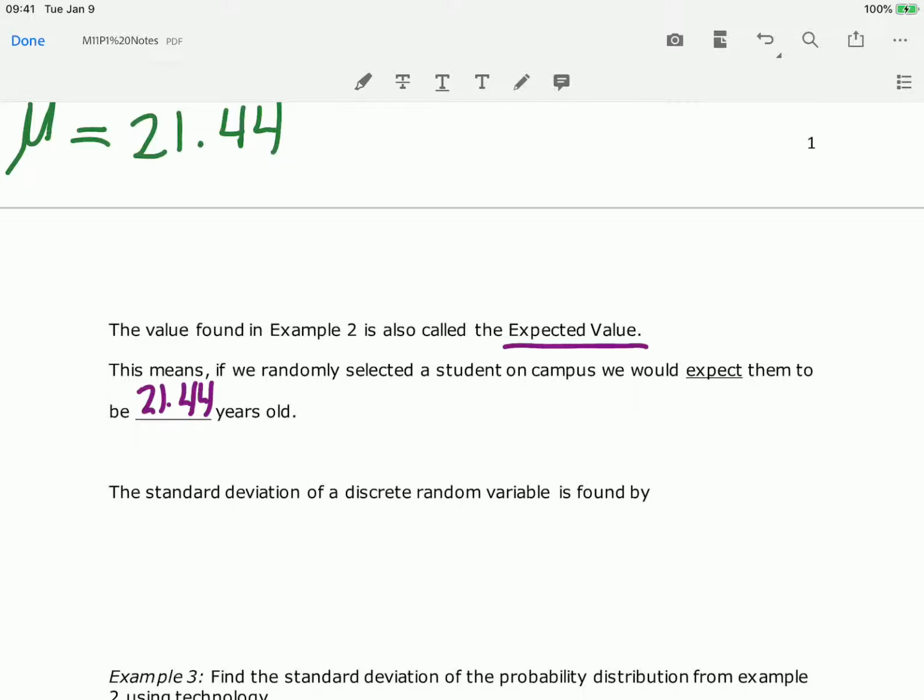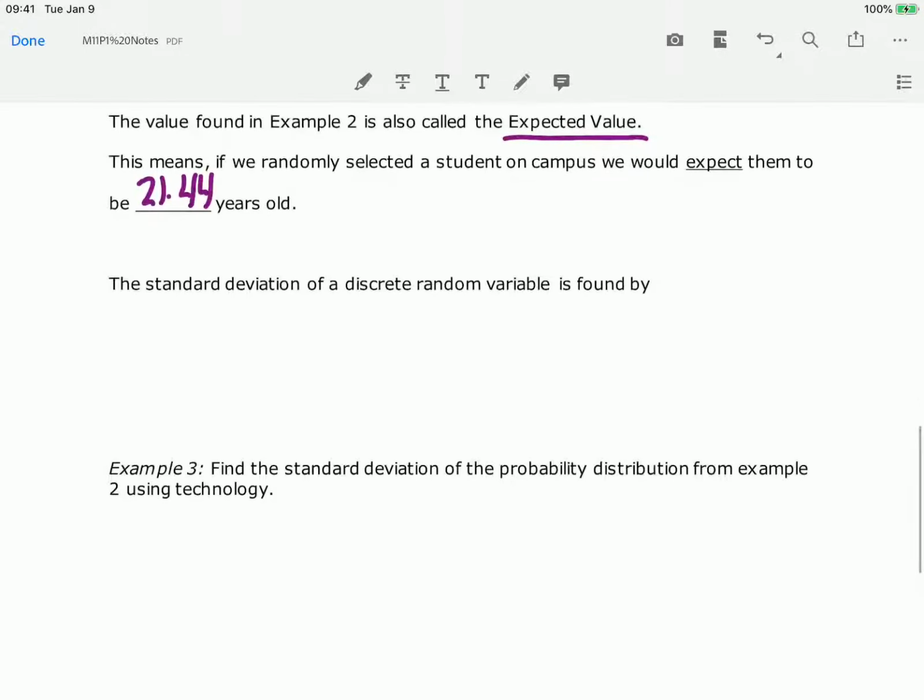So now we're going to look at the standard deviation of a discrete random variable. Now this guy we're not actually going to calculate by hand. I'm only going to do it using technology, which you will see in the technology feature. But I am going to go ahead and show you the equation for it.